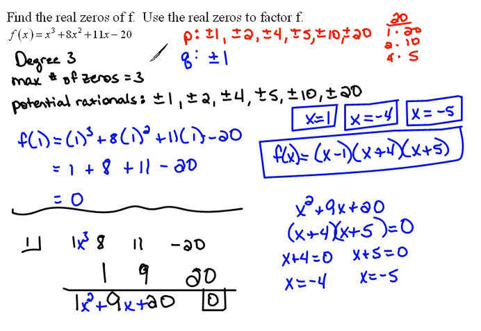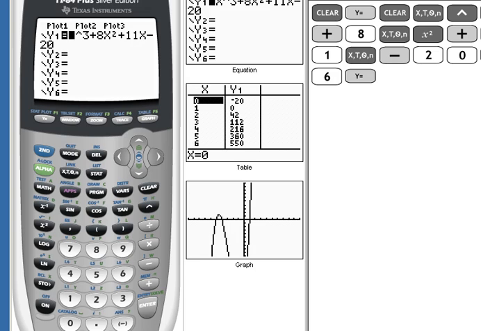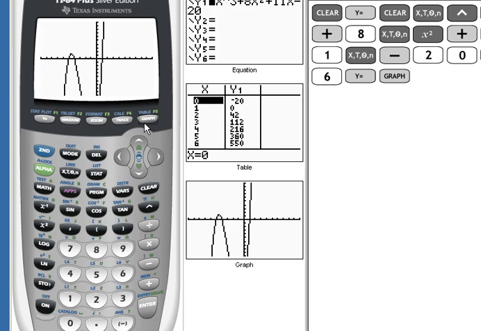Now, because we were talking about real zeros, we also could have used our calculator to help us. So I'm going to flip over to my calculator. I have the function already put in. When I graph that, for a real zero, you can really see where it crosses the x-axis. So here we have 3 places where it crosses the x-axis. That's all we're looking for. And it looks like it happens at 1, at negative 4, and at negative 5.